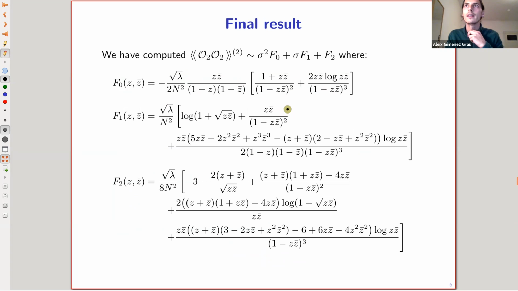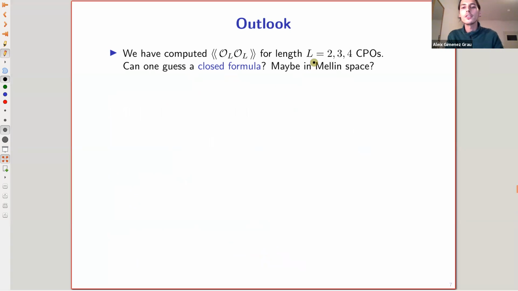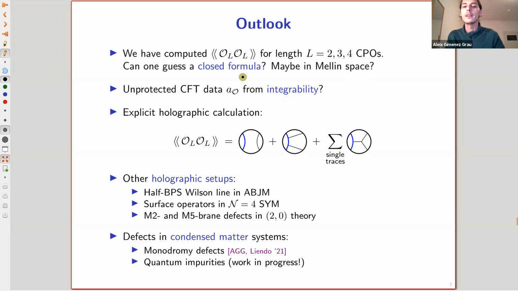The motivation to look at Mellin space is that when there are no defects, it was actually possible to guess the 4-point function of chiral primary operators in Mellin space. But in position space, the formulas were too complicated. So that's why we believe that maybe in Mellin space, we are going to be more lucky. But even in position space, we could guess some parts of the correlator.